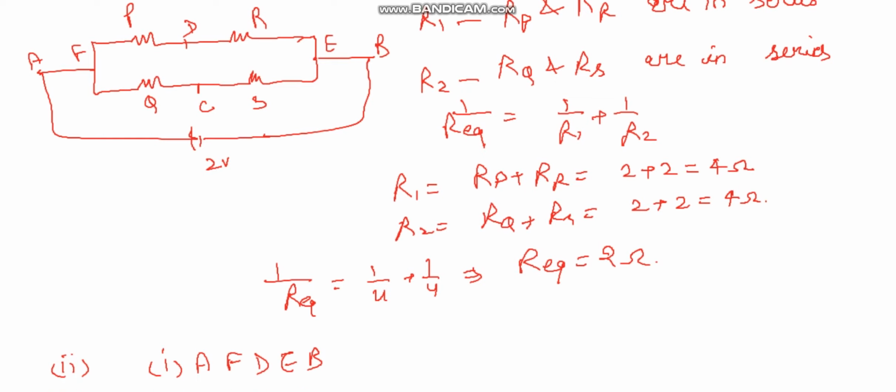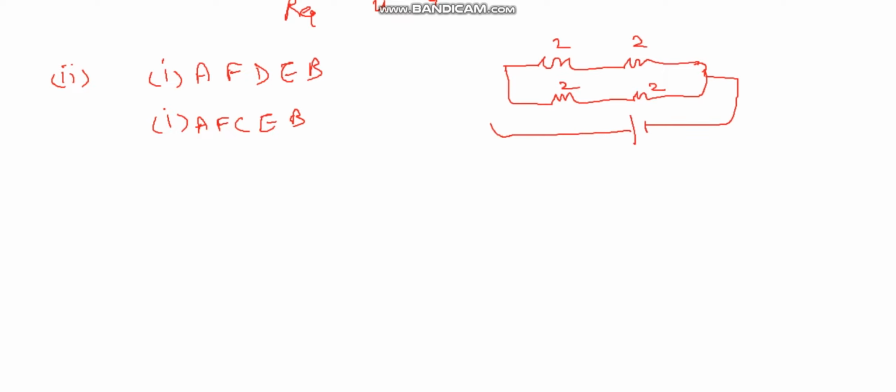So from this network diagram, let me redraw this like this. These all are 2 ohms and this is connected with a 2 volt battery. So the current in the total network can be calculated as V upon R equivalent. Since R equivalent comes out to be 2 ohm and the voltage is also 2 volt, the current comes out to be 1 ampere. This 1 ampere current is for the whole circuit.